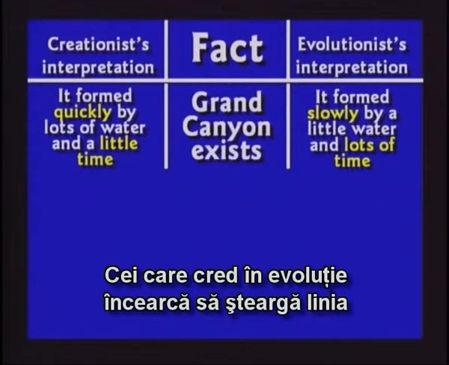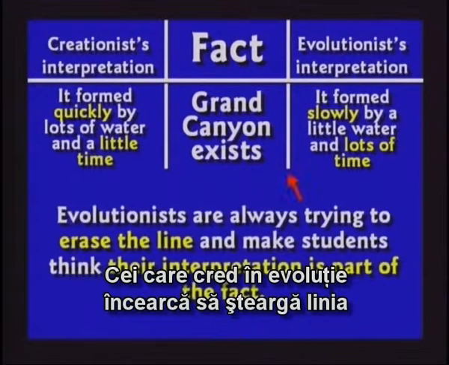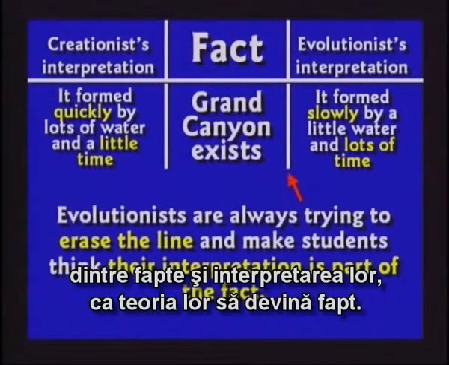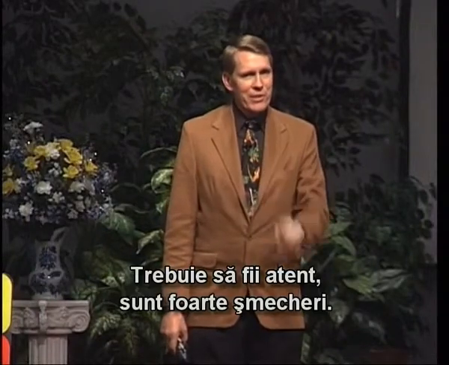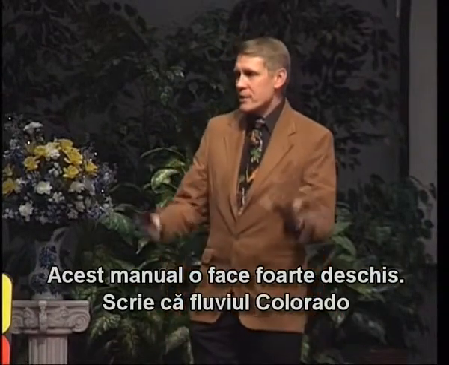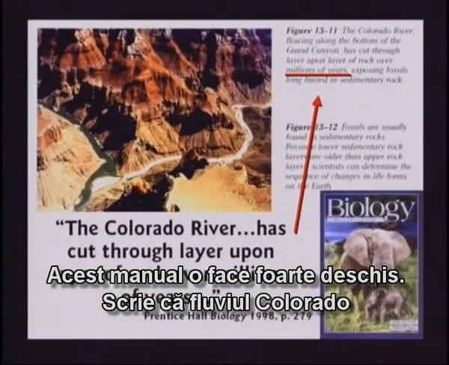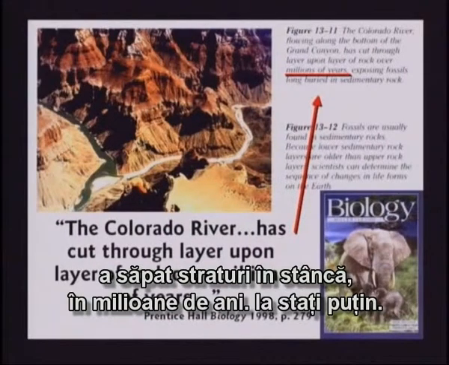The guys who believe in evolution are continually trying to erase the line between their interpretation and the fact column, and they want you to somehow think that what they interpret as evidence is now part of the fact. You got to really watch them on this. They're pretty slick. This textbook author does it just blatantly. He says, "The Colorado River has cut through layer upon layer of rock over millions of years." Now just hold on a minute.